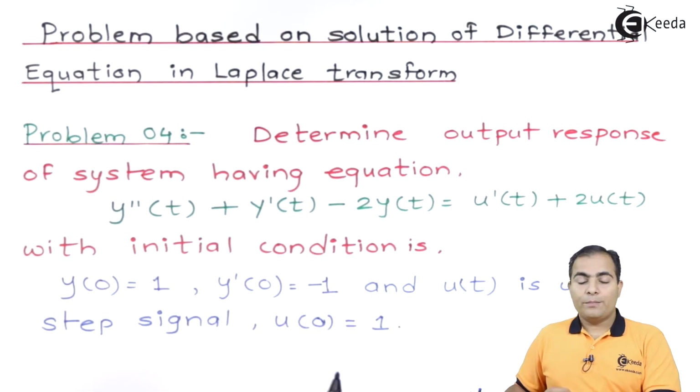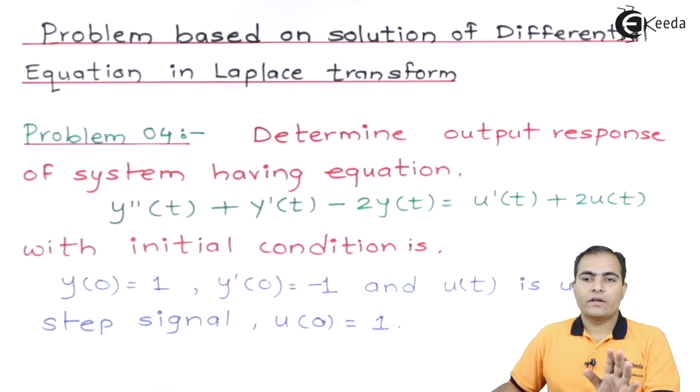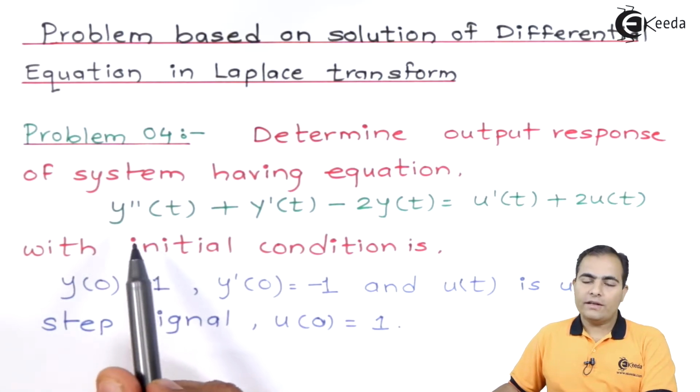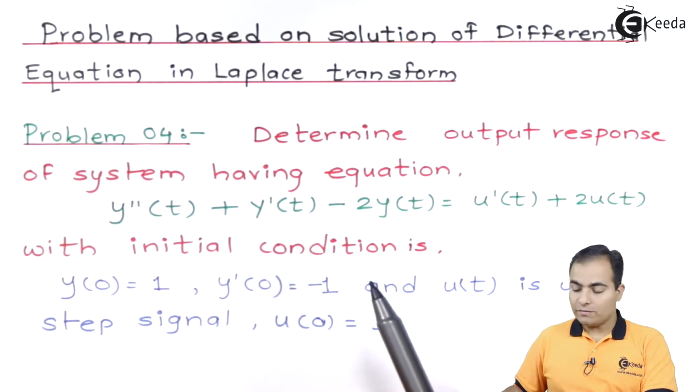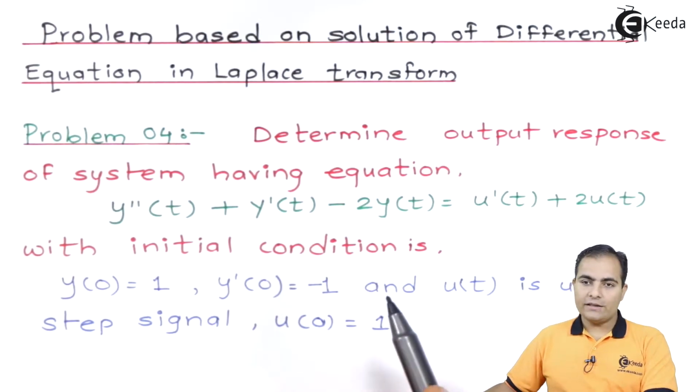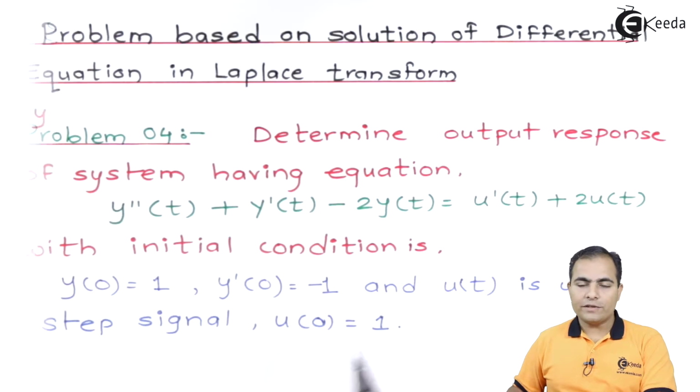Now, basically, what is the Laplace transform of y double dash of t, y dash of t and y of t, that you should know. Then we'll move on to the next result. So we'll find the Laplace transform of the whole equation, and then we'll find the output response of it.